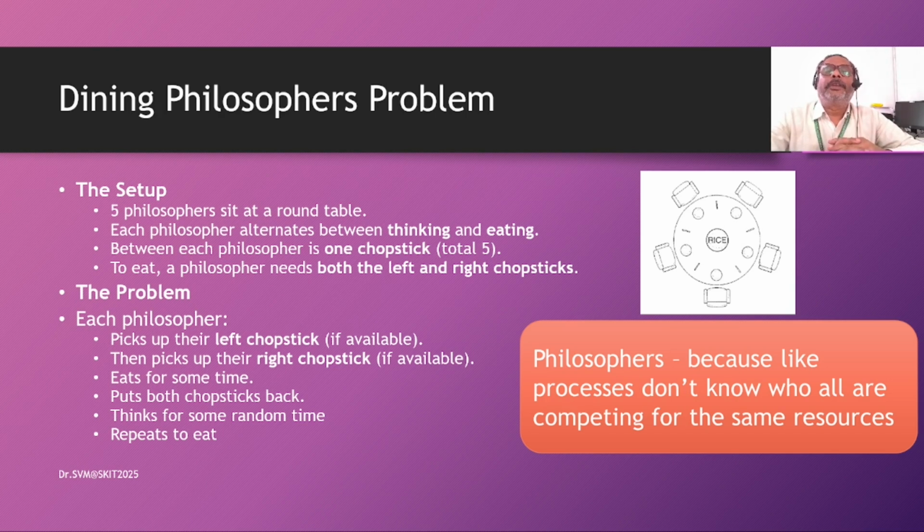The only thing is, whenever they wish to eat, they just forward their left hand to look for the left chopstick. If they get it, then they forward their right hand, and if they get a chopstick there, they start eating. If they don't get it, they wait for the chopstick to be available. So, as simple as that. That is what the dining philosophers problem is, and it is directly connected to our process synchronization.